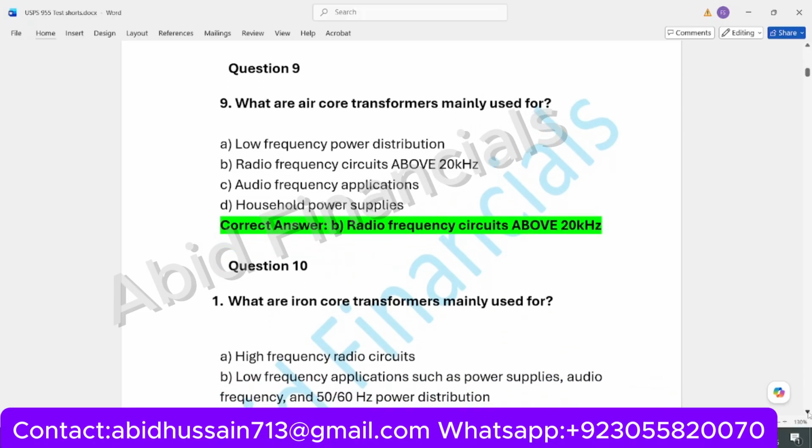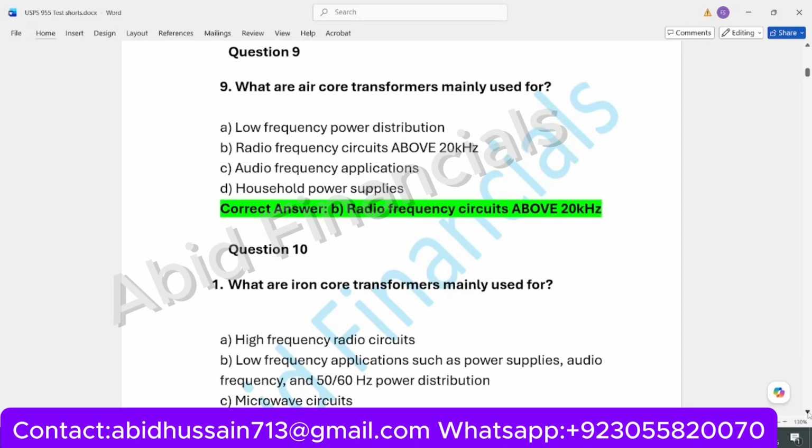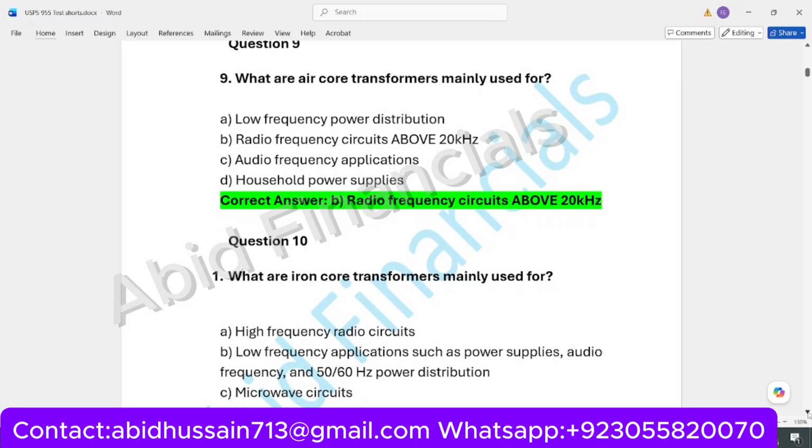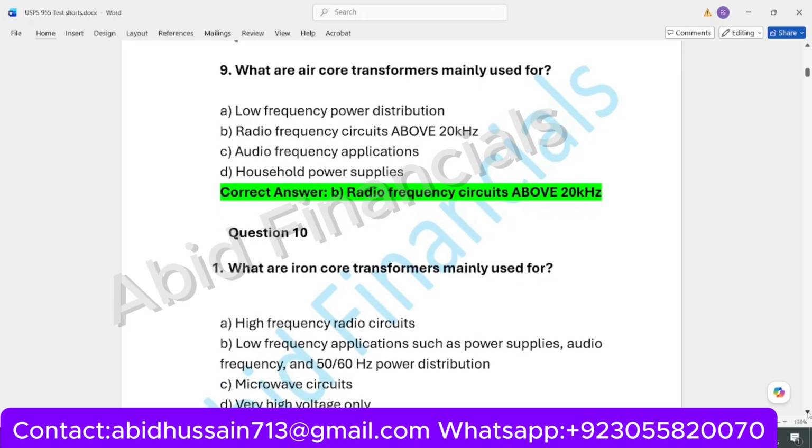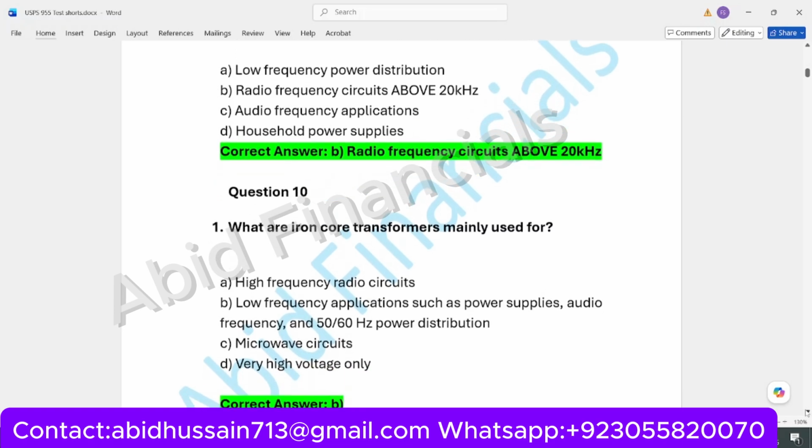Question number 10: what are iron core transformers mainly used for? A: high frequency radio circuit. B: low frequency applications such as power supply. C is microwave circuit, and D is very high voltage. The correct option is B: low frequency applications such as power supply, audio frequency, 50 or 60 hertz power distribution.